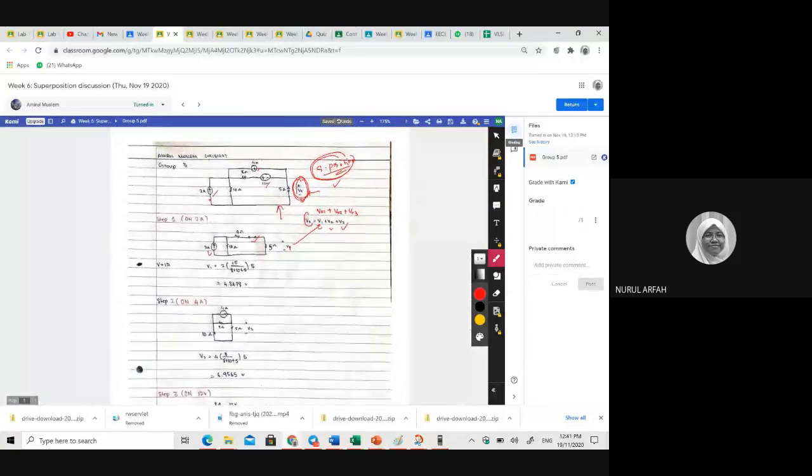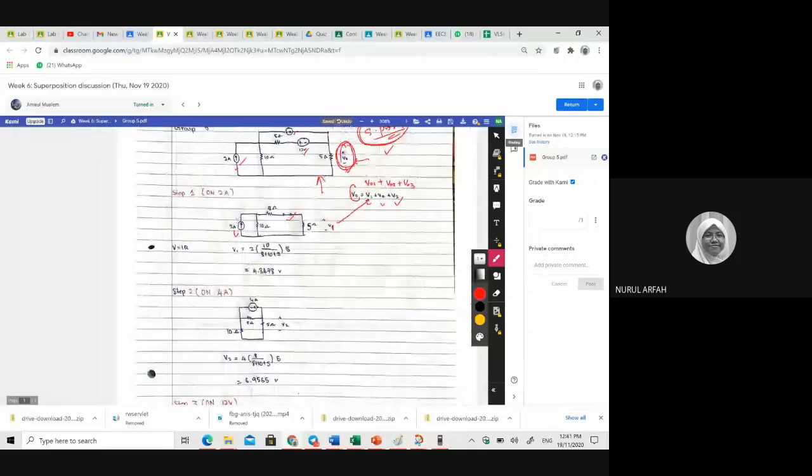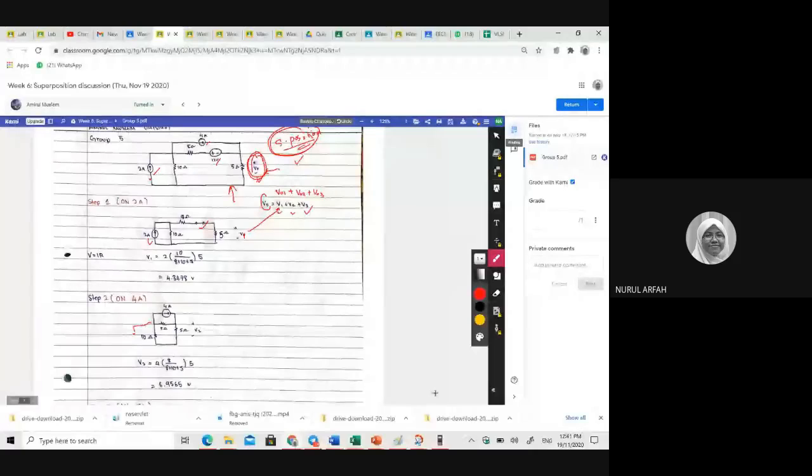You turn on the current source, the 4 amps. If you want to turn off the rest, then there's no more current over here. Yes, this is good. And then the voltage source like this. Yes. So if I mark your answer, I will mark on whatever you have here. So this is correct. And this is also correct. V2, the variable of interest here.